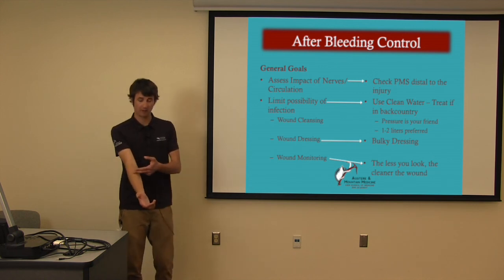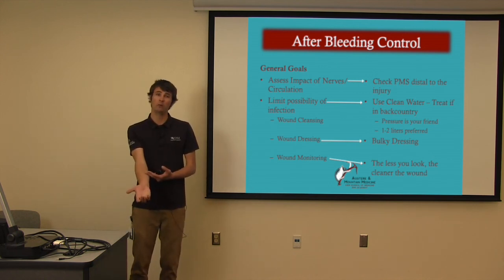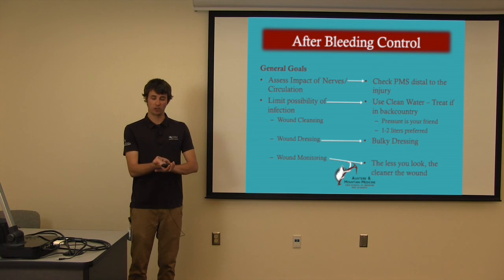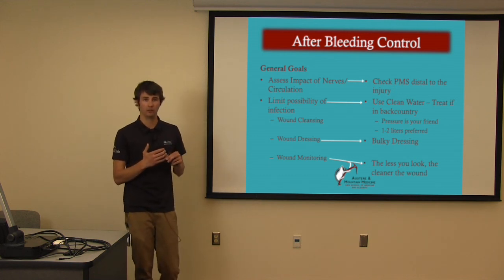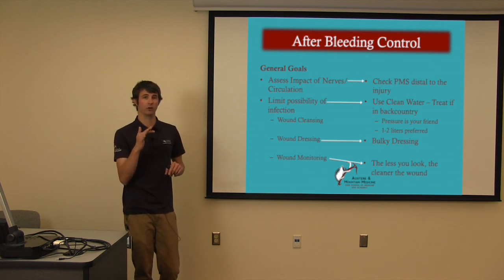So if I have a large laceration to my forearm, I'm going to assess that I have circulation, so I'm going to feel for a radial pulse. You can also feel for an ulnar pulse as well. You're going to check for sensation, so seeing that I'm able to feel as I squeeze in the fingertips, and then you're also going to assess for motor function.